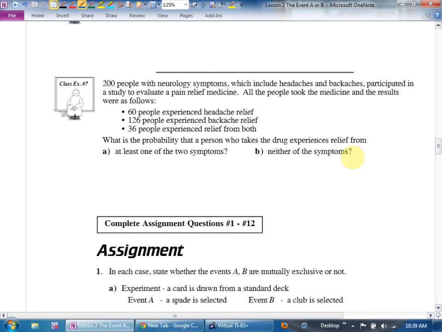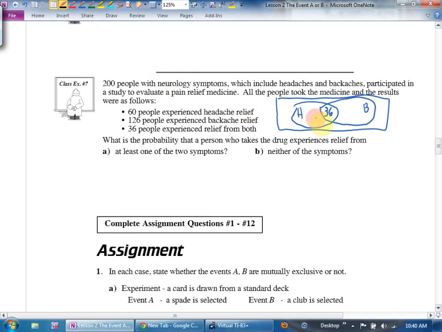So I'm going to do a little Venn diagram right over here. And it looks like we have headache relief and backache relief. Except I did a really bad diagram. Let's make it a little bit larger, Mr. Dueck, so that I can... There. And I said, whenever possible, we want to start with both. If not, we put an X there and work our way out by subtracting. What's both? 36. So what's going to go right here, not 60?